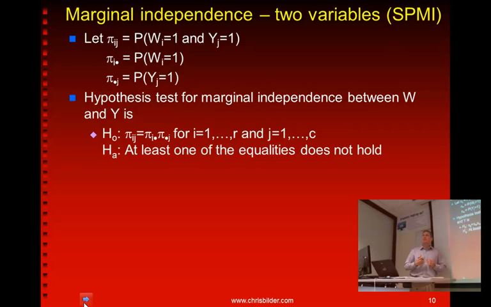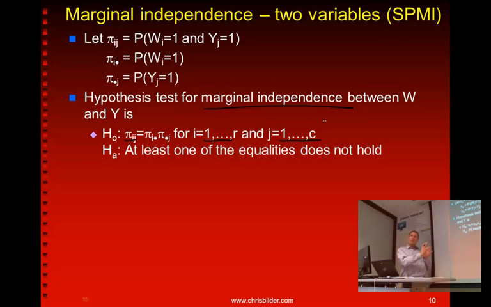Then this leads to a set of hypotheses that would be of interest in this kind of setting. If I want to test for marginal independence between W and Y, I can do the following. And this set of hypotheses should look familiar. Pi sub ij is equal to pi sub i dot times pi sub dot j, for all the rows, for all the columns. It should look very familiar because it's close to what you have for a Pearson chi-square test for independence.